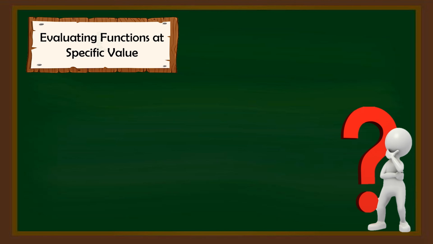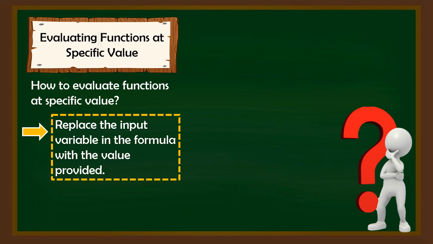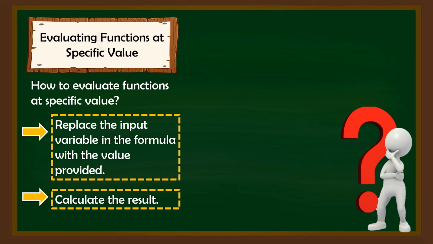Let us now proceed in evaluating functions at specific value. But how do we evaluate functions? Here are the two basic steps on how to evaluate functions. First, replace the input variable in the formula with the value provided. Second, calculate the result. Consider this example.